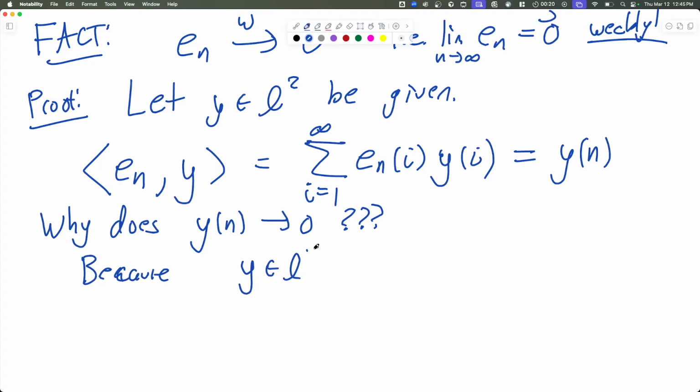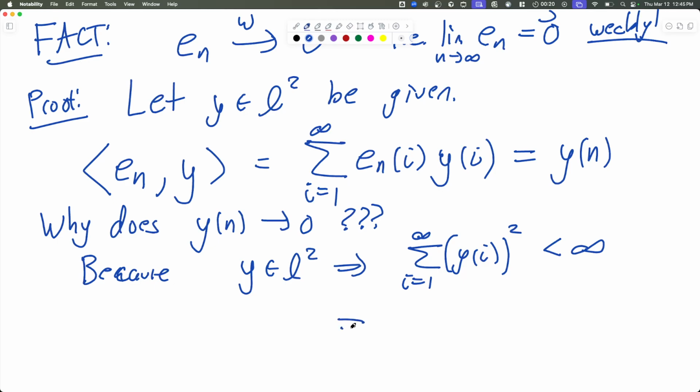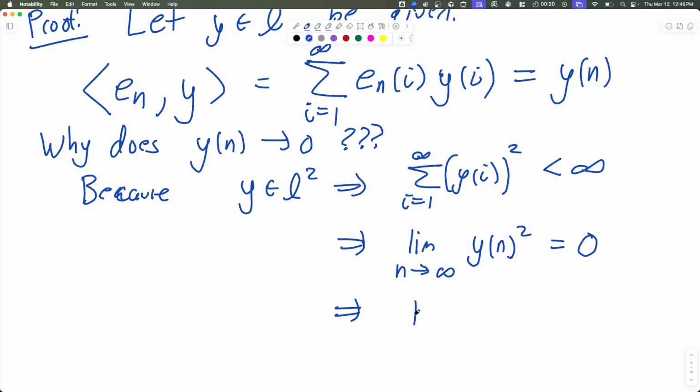Very good. So because y is in L2, the infinite sum from i equals 1 to infinity of y_i squared is a finite number. And if you have a sum that is finite, all the individual terms have to go to 0. Be careful, the reverse is not true, right? If the individual terms go to 0, the sum could still be infinite. But if the sum is finite, then definitely the limit of the terms is 0. The limit as n goes to infinity of y_n squared is equal to 0. And if the limit of y_n squared is 0, then the limit of the y's is also 0.